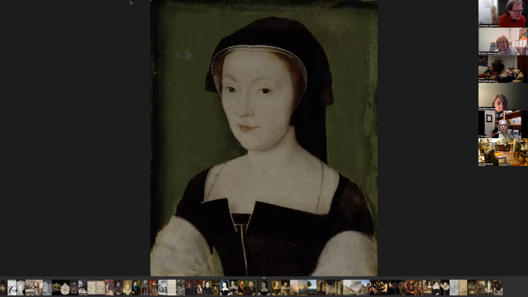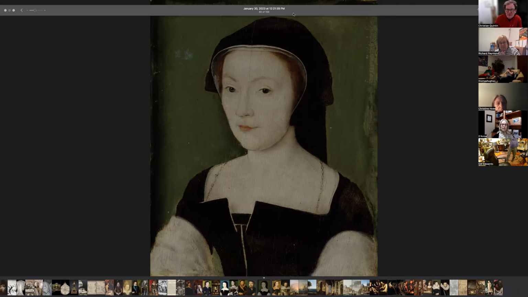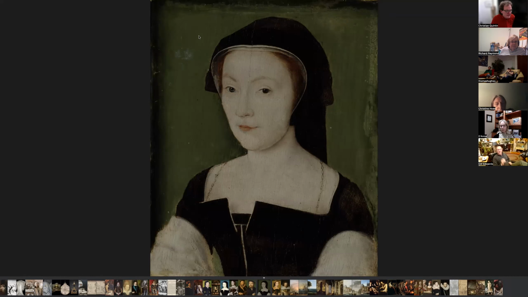This one is Marie de Guise. She was the mother of Mary, Queen of Scots. It's a little confusing because Marie de Guise ruled the Kingdom of Scotland on behalf of her daughter. So she was the Queen of Scotland, but her daughter was the Queen of Scots. So she was the mother of Mary, Queen of Scots, and this is the painting by Corneille de Lion.